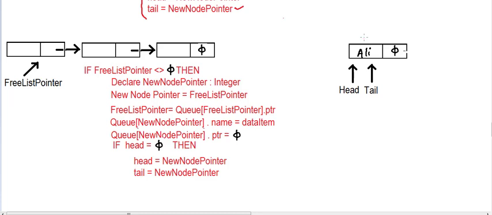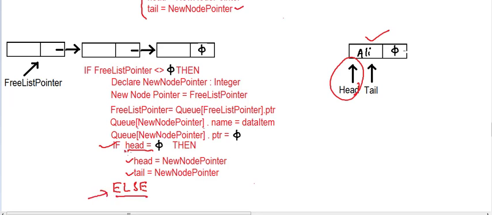Now we have one node in our queue, as we can see from this diagram. We have one node in our queue, and we want to once again see if the head is not null. Because if the head was null, what we did was we set up the head pointer and the tail pointer to point towards the new node pointer. But what if the head is not null? What are we going to do in this else situation?